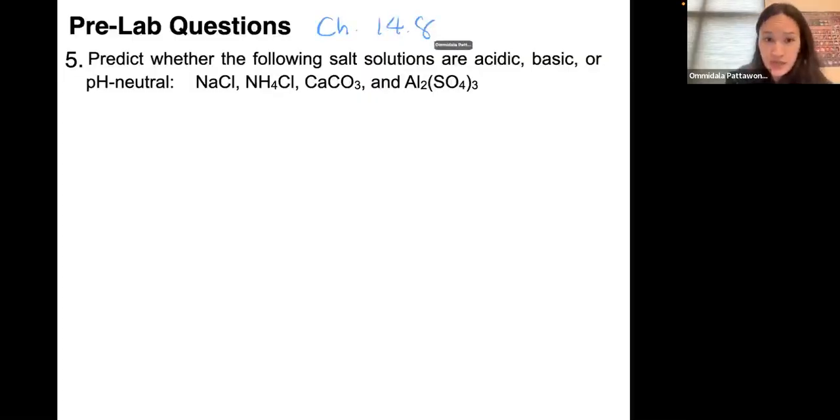For pre-lab question number 5, this is going to involve lecture chapter 14.8. Okay, so this is going to be the pH of salt solution. We are going to look at this salt right here and determine whether it's going to be a pH neutral salt, acidic salt, or basic salt.